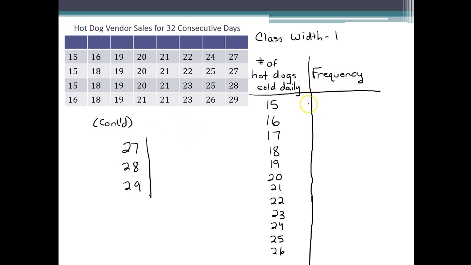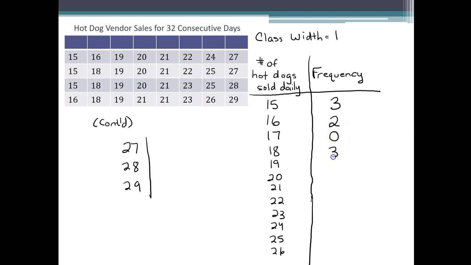All right, so how often does 15 occur in the data? Well, it looks like there were 3 different days where he sold 15 hot dogs that day. So the frequency is 3. So here, the frequency isn't telling us how many hot dogs, but rather how many days did he sell that many hot dogs in one day. 16, you got 2 days where he sold 16 hot dogs each day. 17, there's 0 days where he sold 17 hot dogs.